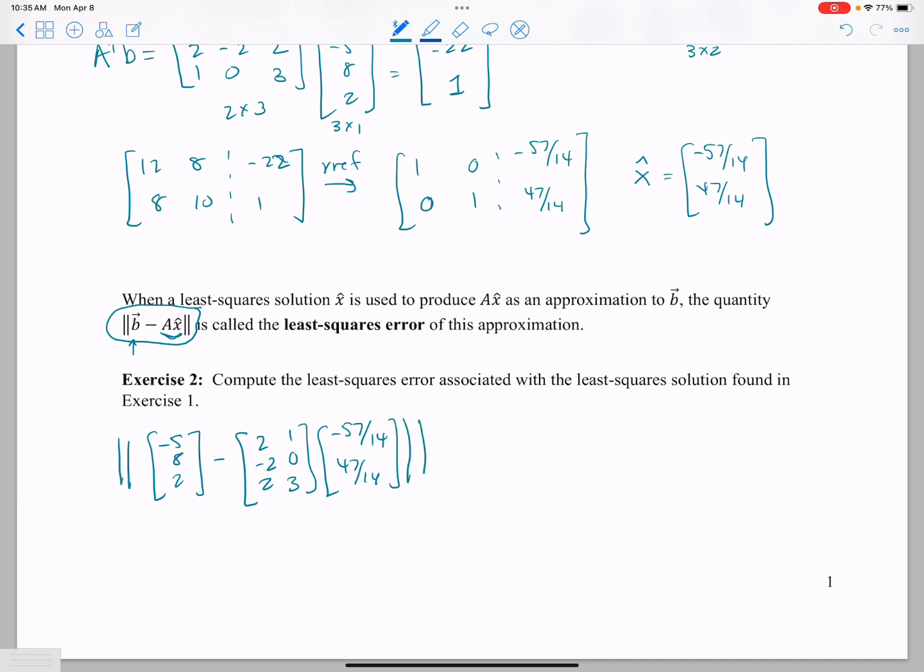Now this is not something you want to do by hand. There are, of course, online tools. The one that I used is MATLAB. Octave is the free version. I just did the norm of, and I defined b and A, and then times x hat. When I did this, I got about 0.2673. So this is the error in that x hat solution.